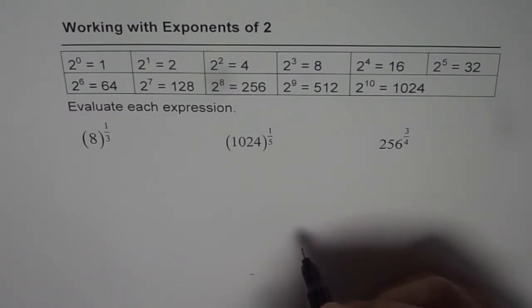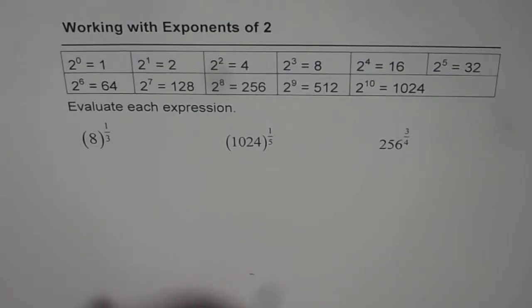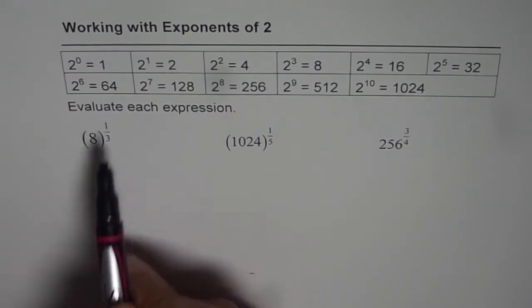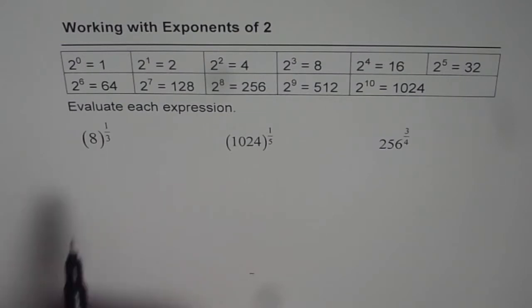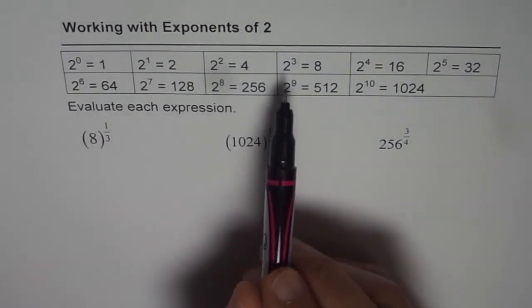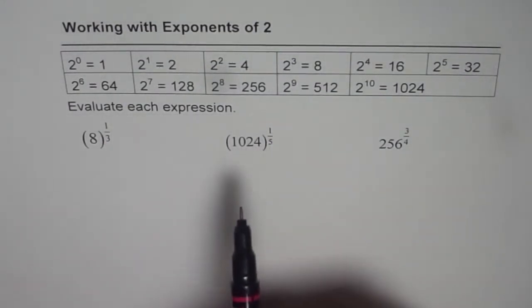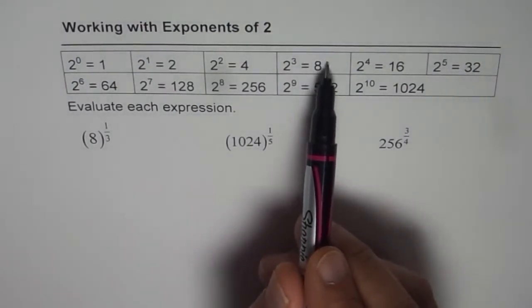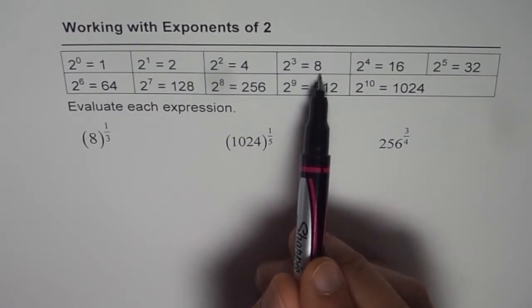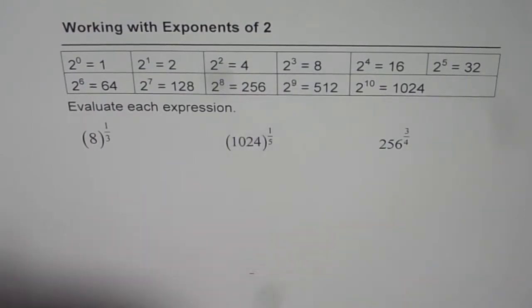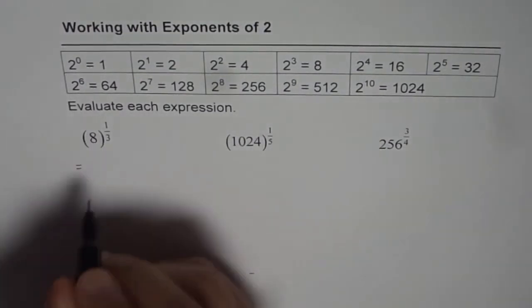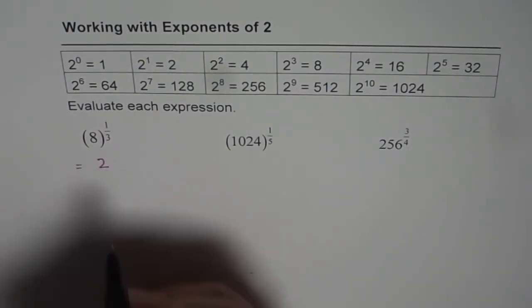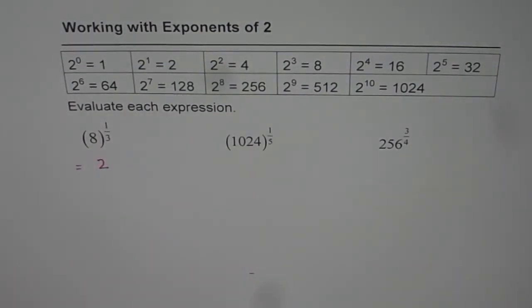Let's start with a very simple example, which is: evaluate each expression. The first one is 8 to the power of 1 over 3. So what you can do is, if you see the table, you get 2 to the power of 3 is indeed 8. So 8 to the power of 1 over 3, or cube root of 8, should be 2, right? That makes sense. So we'll write cube root of 8 is 2. So that is one way of solving this question.